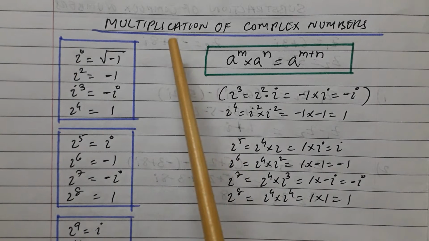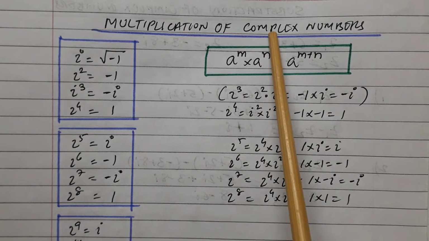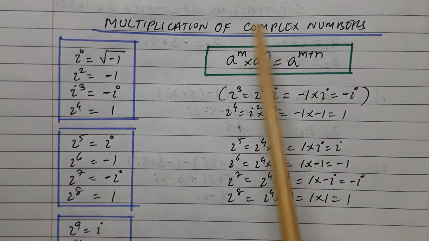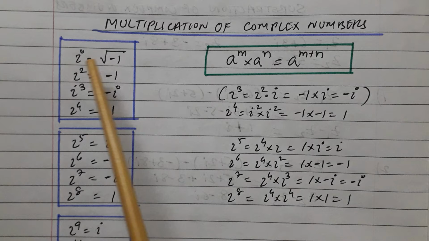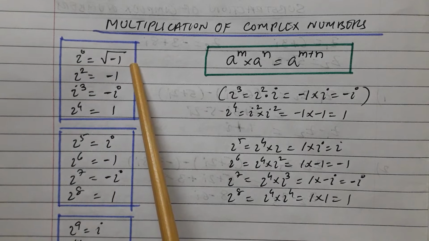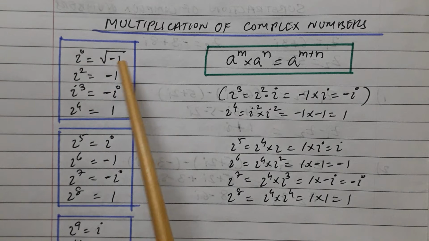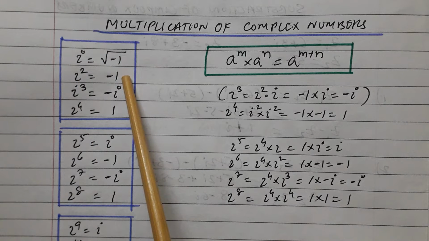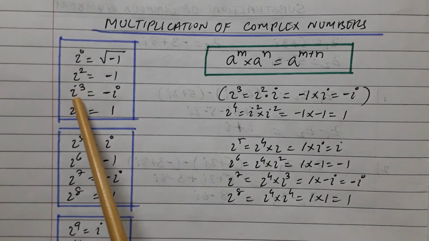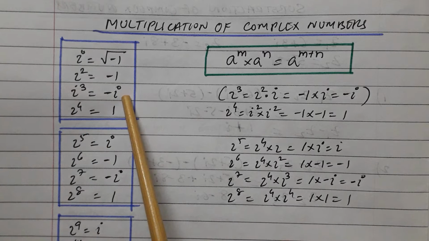In this video, we'll be learning multiplication of complex numbers. So let us first learn the powers of iota. Iota is equal to root of -1. On squaring both the sides, we get iota square is equal to -1. Iota cube is negative iota.